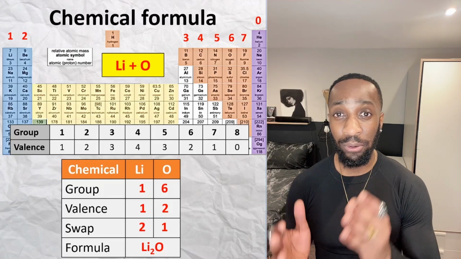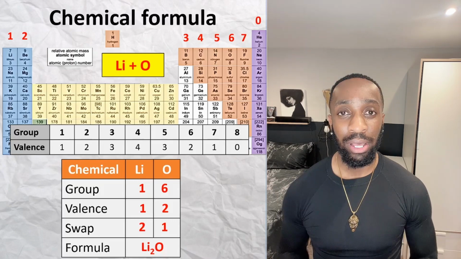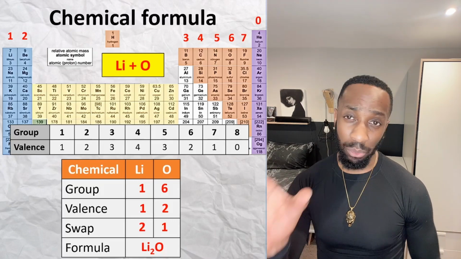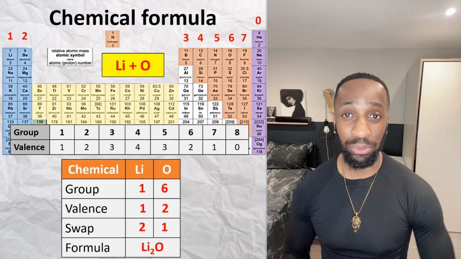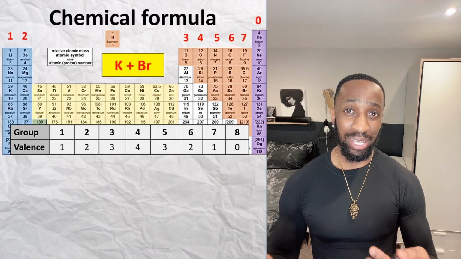So it's Li2O. Also, when your 2 valences are the same, you just write out the formula with the element symbols together. You start with the metal and then you move on to the non-metal. That will make more sense as we move forward. And now have a go at this one. What about potassium bromide?